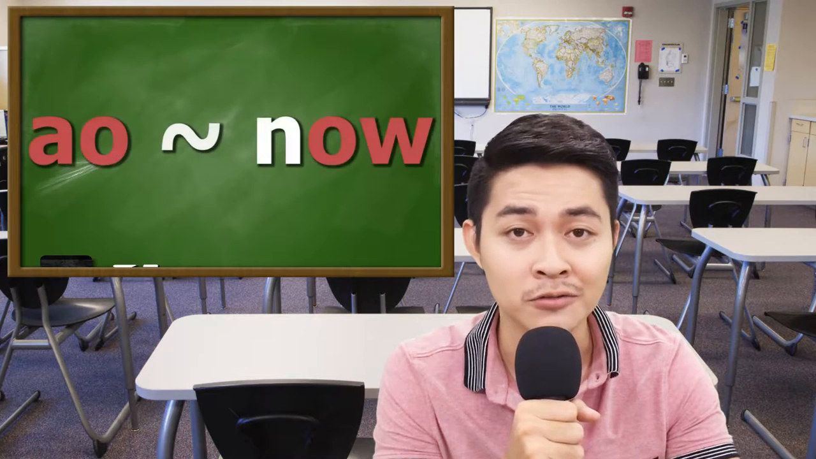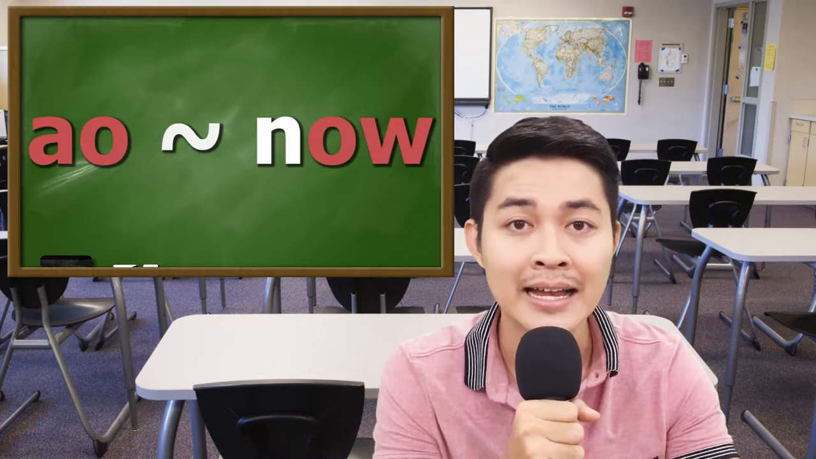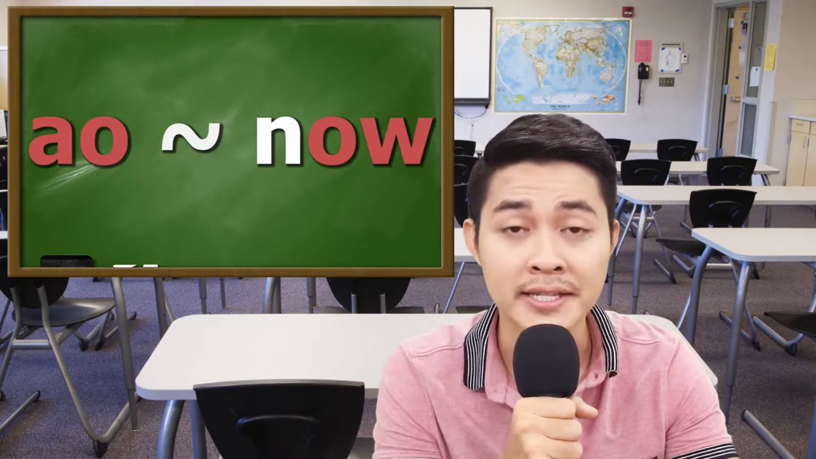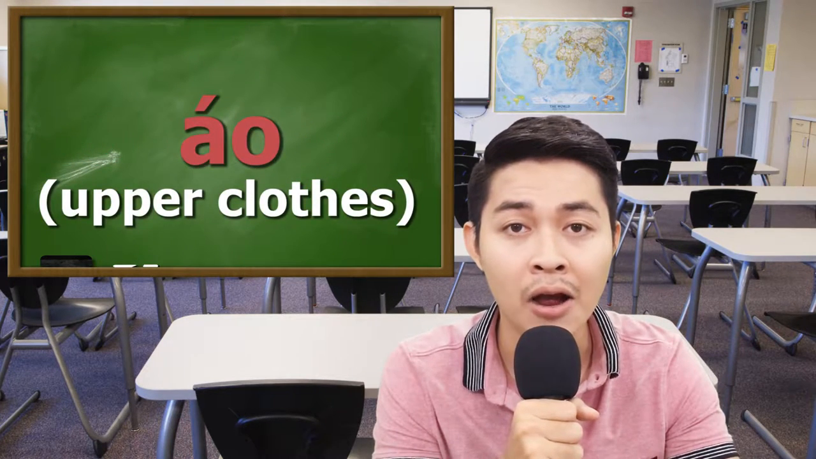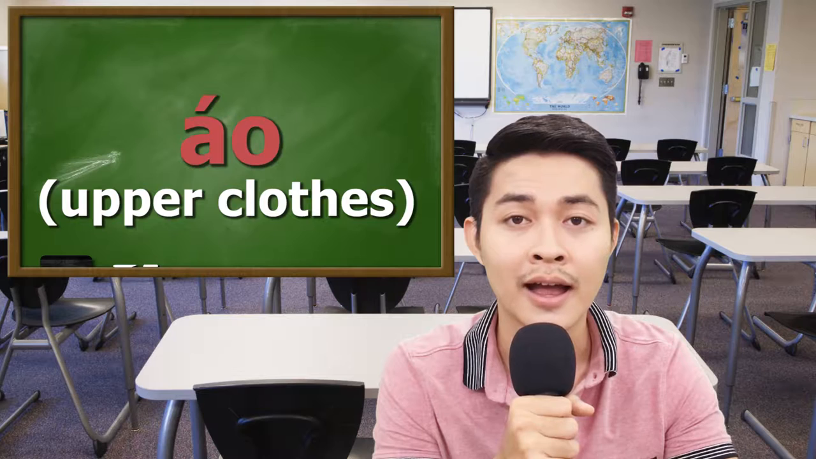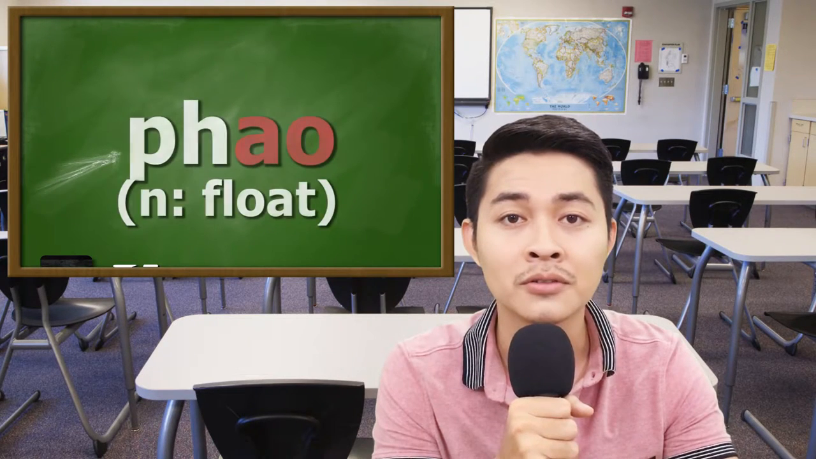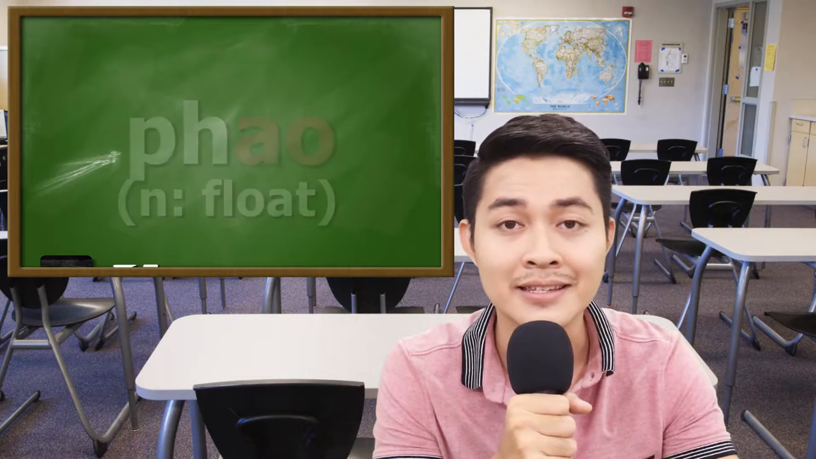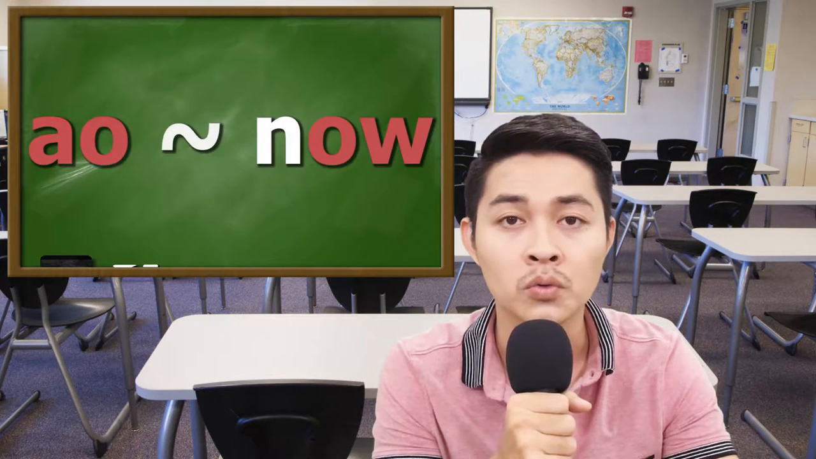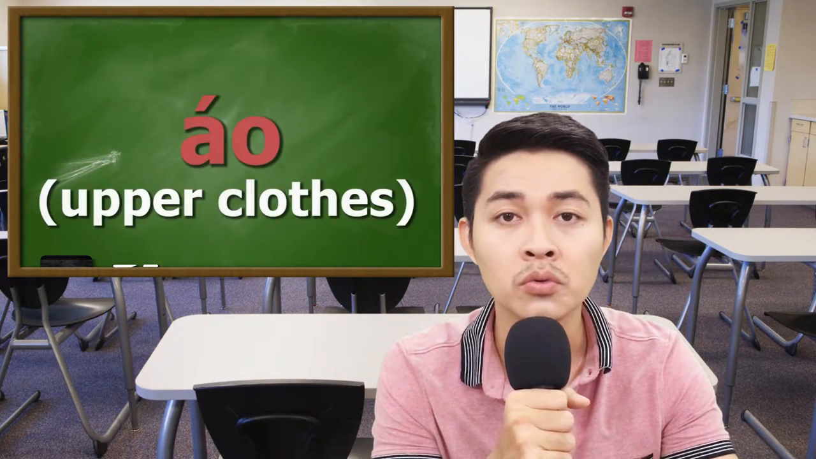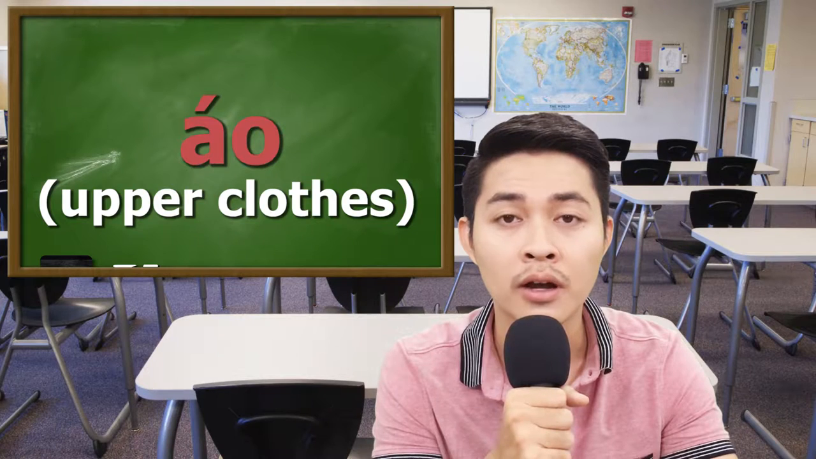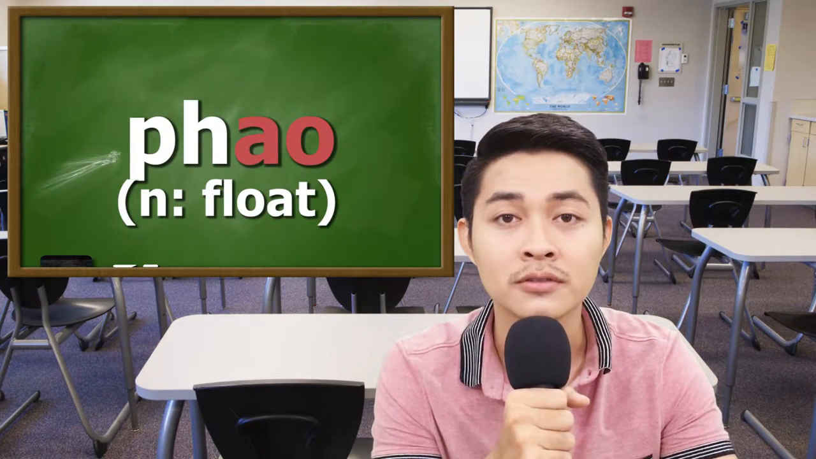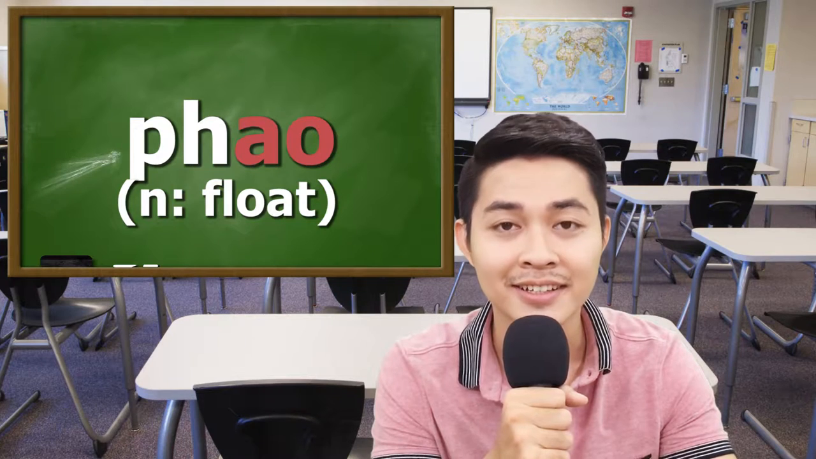Good. The next cluster is ao. It's just like in now. For example, ao, foul. Now repeat. Ao, ao, foul. Good.